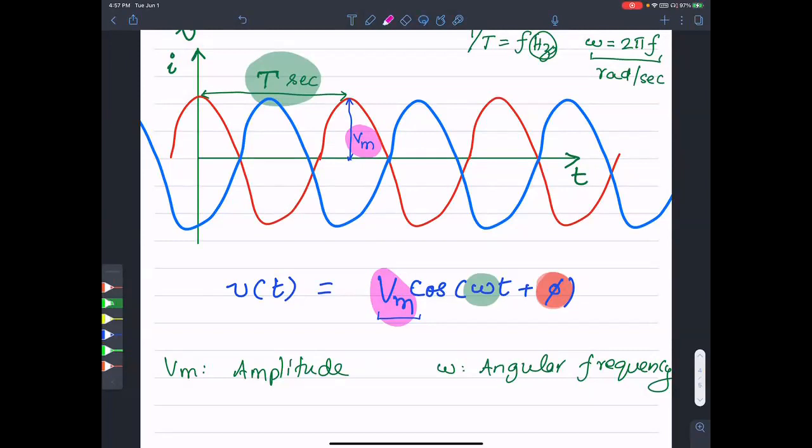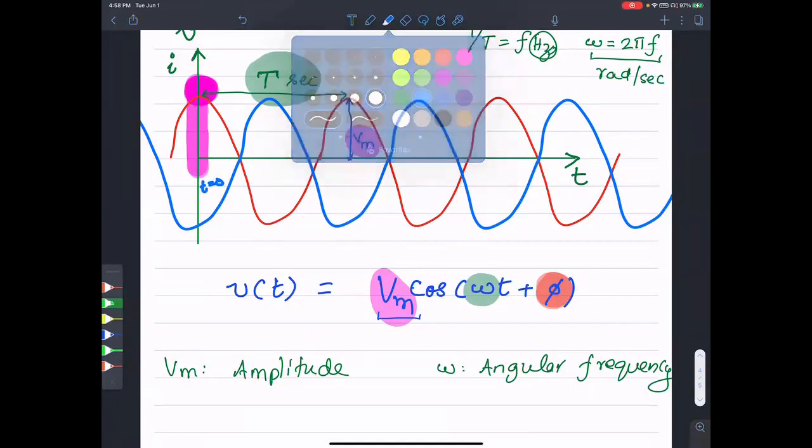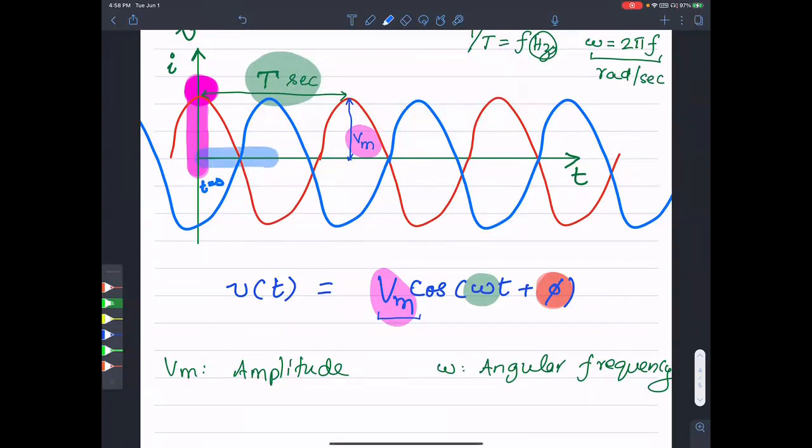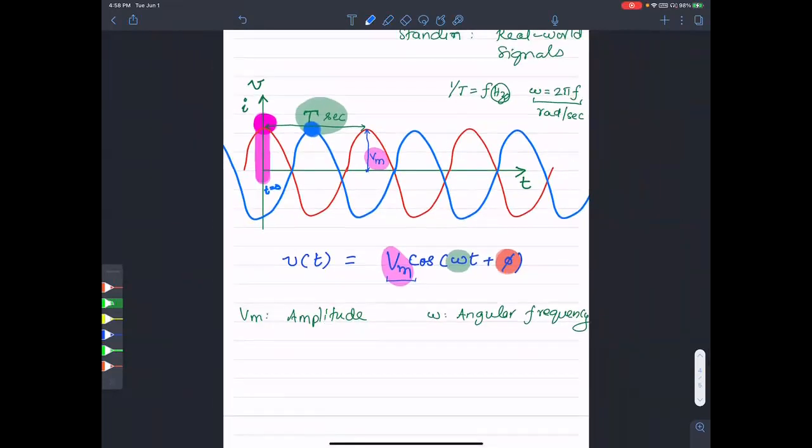For example, if you look at the time t equals 0, the red wave has reached its peak value, whereas the blue wave did not reach its peak value. It probably has to wait a little longer before it reaches its peak value. So in other words, the phase angle phi simply represents if it is offset.